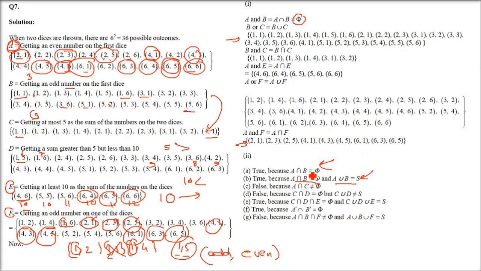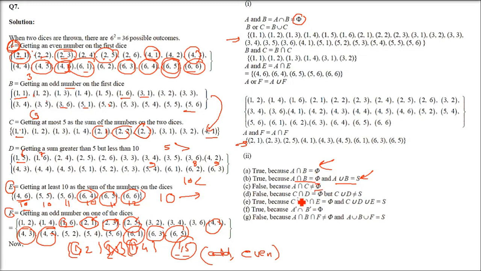Okay. Coming to C. A and C are mutually exclusive events. This is false, because A intersection C is not equal to phi. A intersection C is not equal to the null set. Take these two. There is nothing common here, right? So 2, 1, 2, 2, 2, 3. There is something common, so you are not going to get phi. False it is.